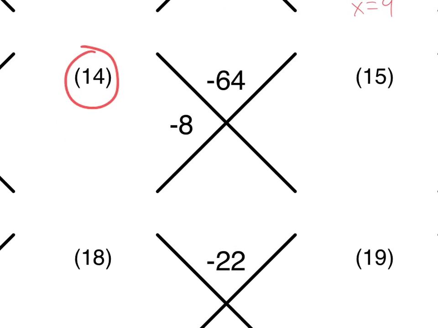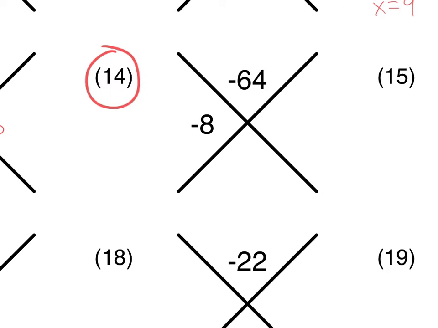All right, number 14, negative 8 times something equals negative 64. Divide by negative 8, or just guess. If you can guess what the number is, it's going to be positive 8. So we got negative 8 times 8 is negative 64, and negative 8 plus 8 is going to be 0.